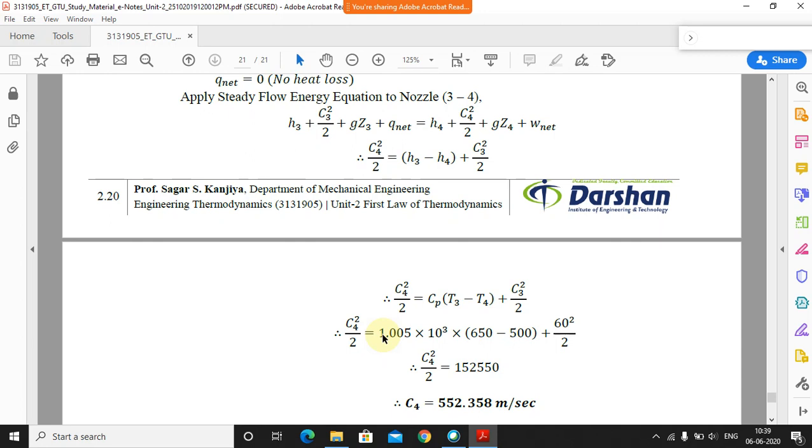Yeah, C4. You got the same thing? Yeah. So this is into 2, and this is divided. So this is into 2, and that will be under root, because C3 minus C4 square is there.